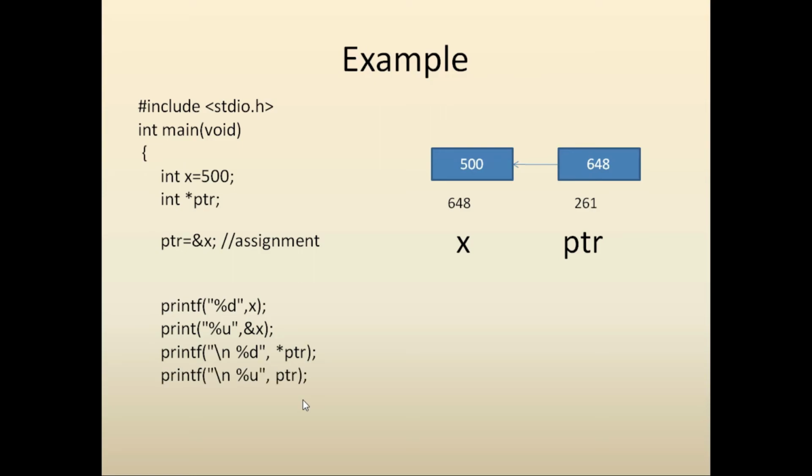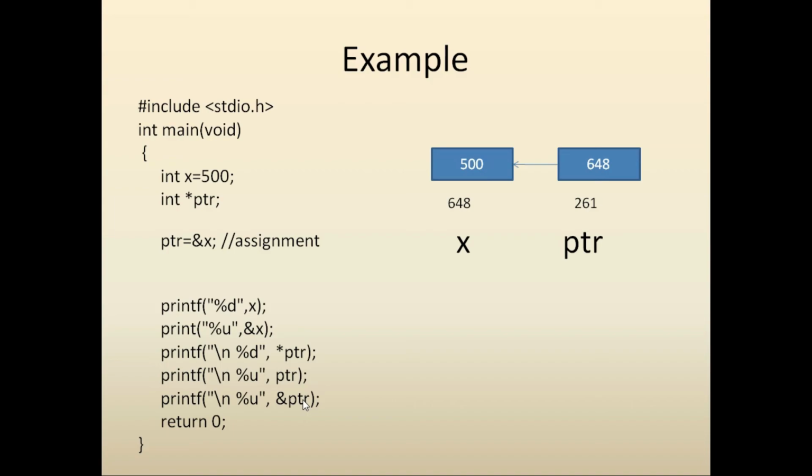Then next is ptr. If I print only ptr, it will give its data. What is that? The address of x, which is 648. The next one is ampersand ptr. It gives the address of ptr itself. The address of ptr is clearly shown in the animation, that is 261. So here all the concepts are clear: what is x, what is ampersand x, what is ptr, star ptr and ampersand ptr.